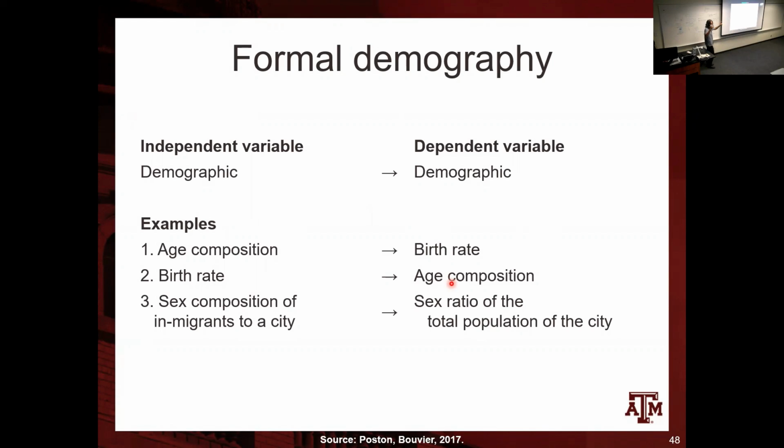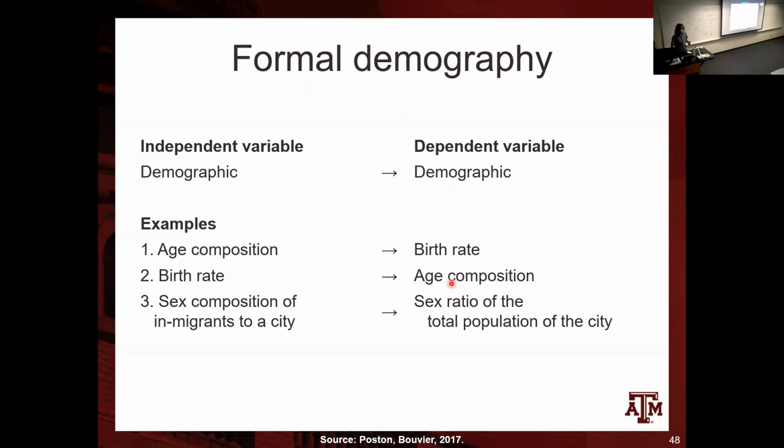When I have this issue of not knowing exactly the direction of causality, I'm just doing an analysis of association. Association, I'm saying there is an association between age composition and birth rate. I don't know what's the cause and what's the consequence, but both of them are demographic variables. So I'm doing the study of formal demography.